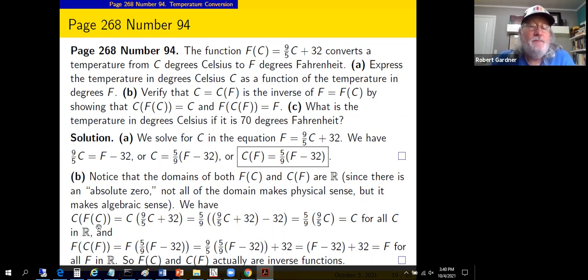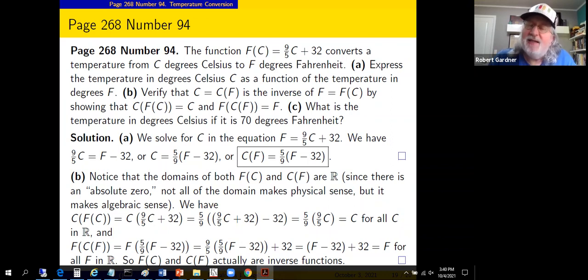C of f of c. That would be C of f of c is what was given, 9/5 c plus 32. What does the C function do? Takes the input, subtracts 32, and multiplies by 5/9. Here's the input. The input, subtract 32, and multiply by 5/9. This is the function notation. We're not multiplying by C here. We're treating C as a function. You think that's poor style? I agree.